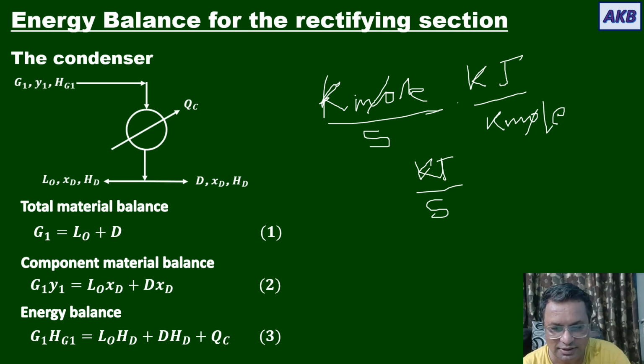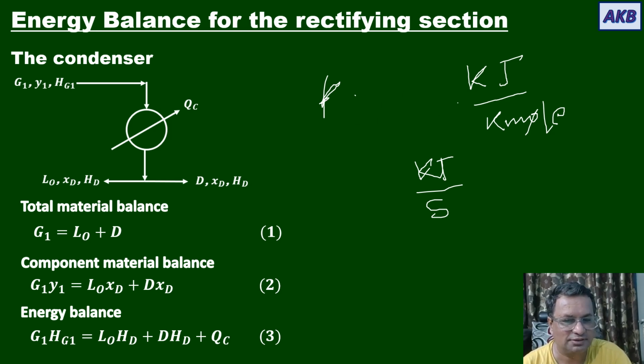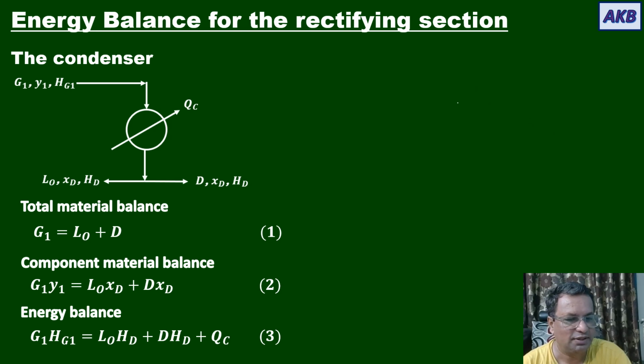So that's why we are expressing energy in with this term, the molar flow rate of the state into enthalpy per unit mole for that state. So that's why you have this equation: G1 Hg1 = L0 HD + D HD + Qc. Let us call that equation number 3. Equation number 3 gives the energy balance for the condenser. Now let us move ahead.